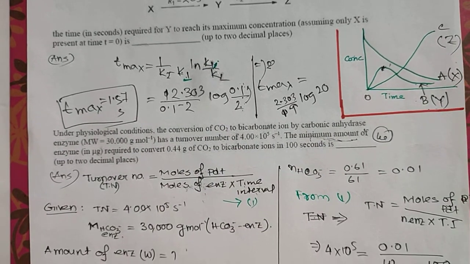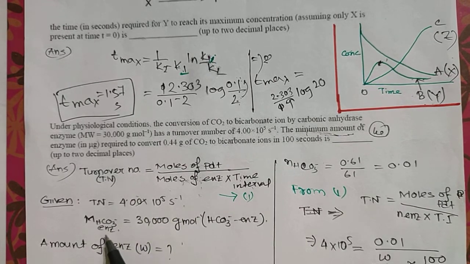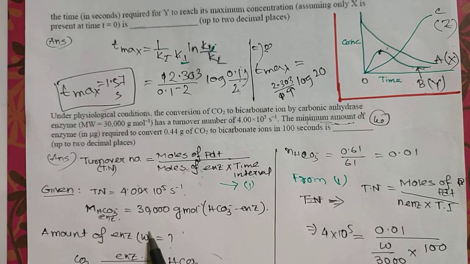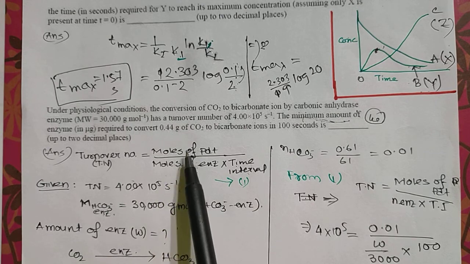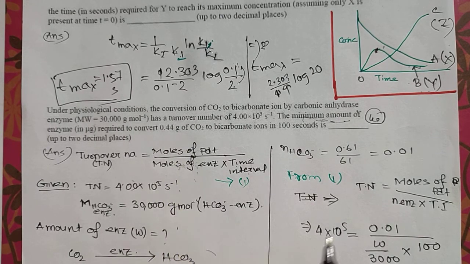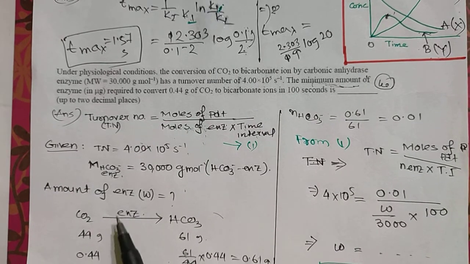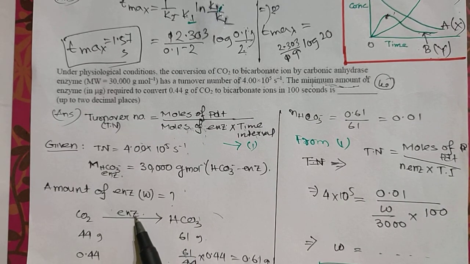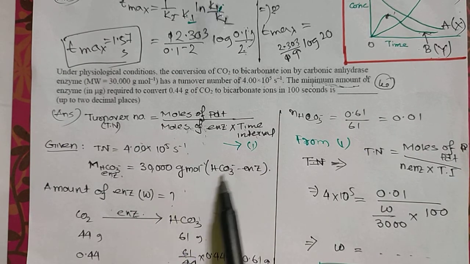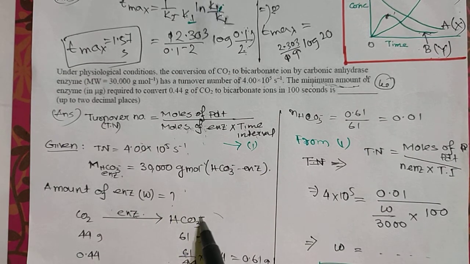Okay, in microgram. Here turnover number is this one, molecular weight of carbonic anhydrase enzyme is 30,000 gram per mole. And amount of enzyme, let it be W, we have to calculate, and now we have to calculate the moles of product. How? It is given that carbon dioxide, and the enzyme is carbonic anhydrase. We have read in biology that carbonic anhydrase enzyme converts CO2 into bicarbonate ion.